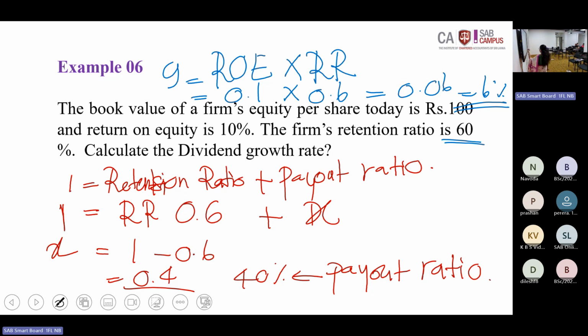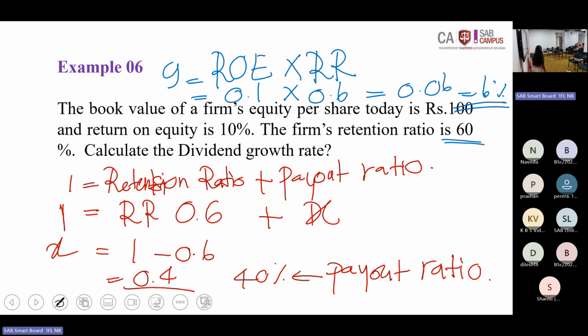If a company earns 1 rupee, they have the chance to decide how much of the amount we are going to retain within the business, plus how much we are going to distribute to our shareholders on the earned 1 rupee. In this example, the company earned 1 rupee and decided to retain 60% of it. That means the other way around, the payout is 40 or 0.4 on the earned 1 rupee. With that information, we can calculate the growth rate of the organization.